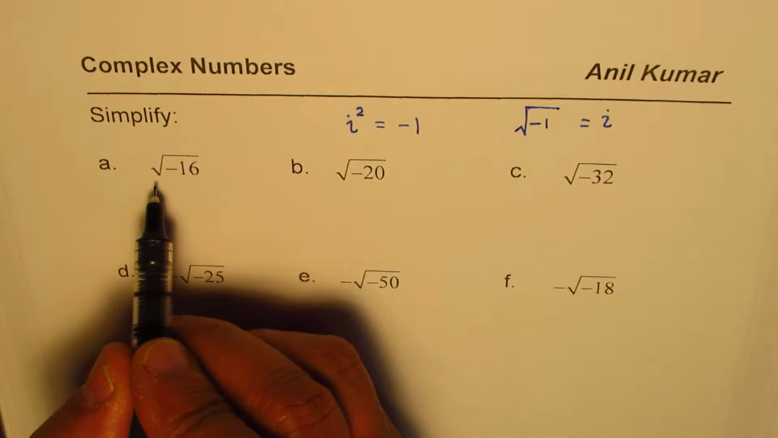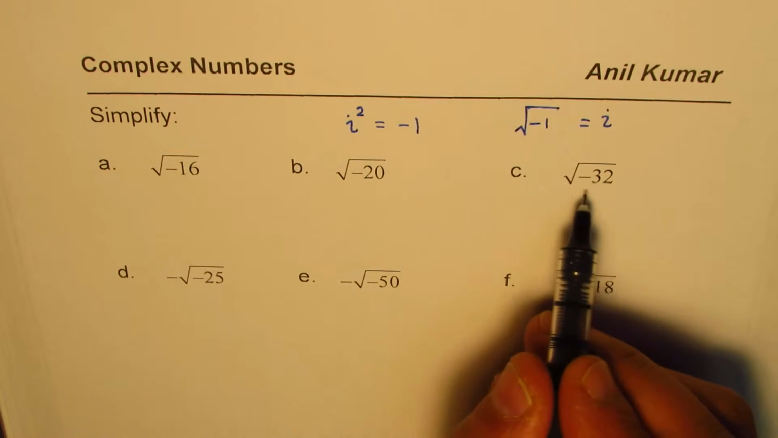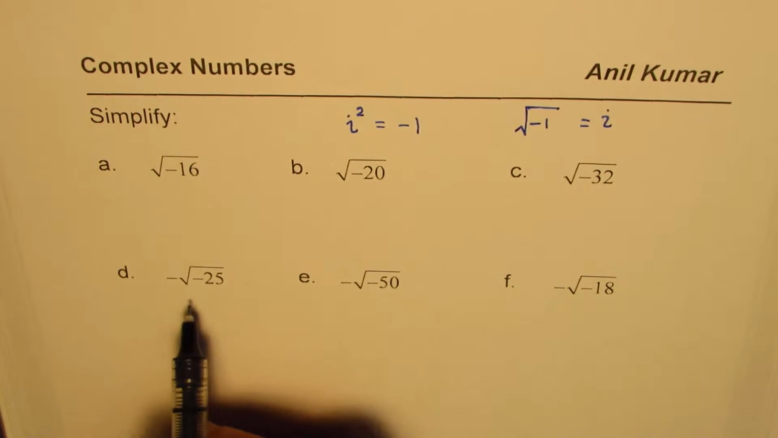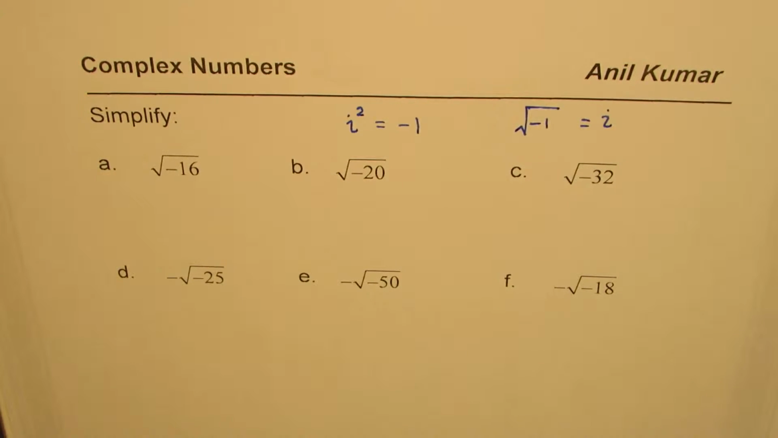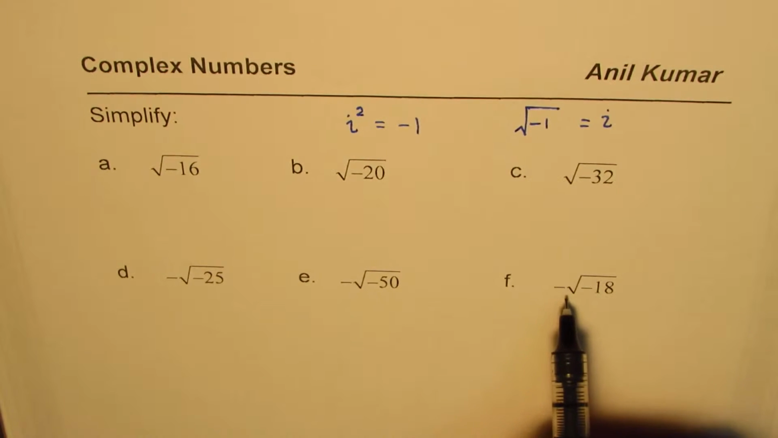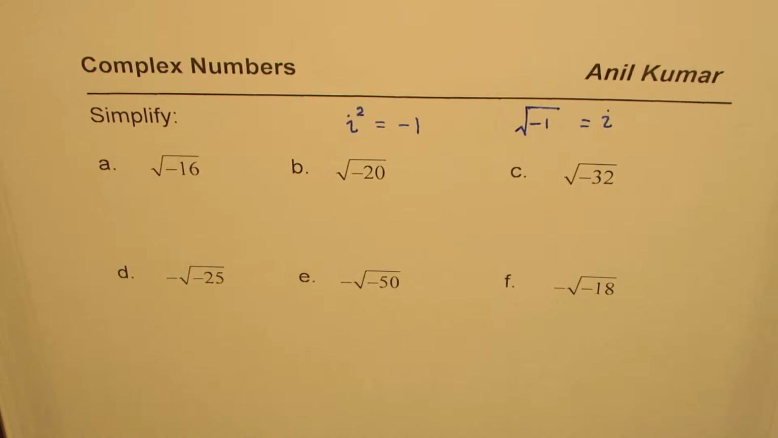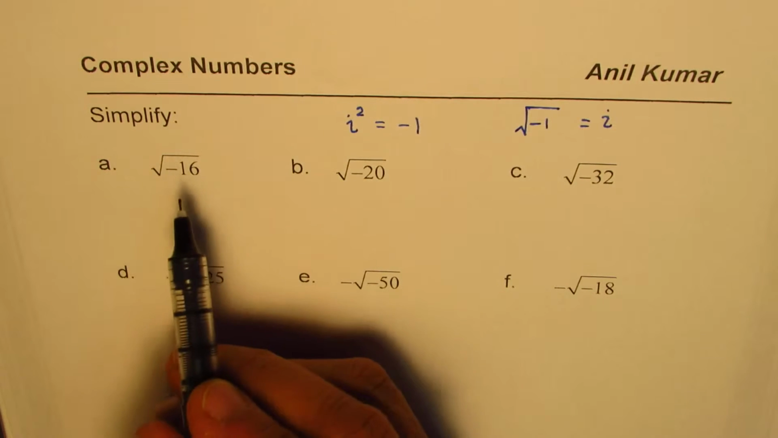So the first one here is square root of -16, then we have square root of -20, square root of -32, minus of square root of -25, minus of square root of -50, minus of square root of -18. I'll do a couple of questions and leave two for you to solve and practice. Let's begin with the very first one.